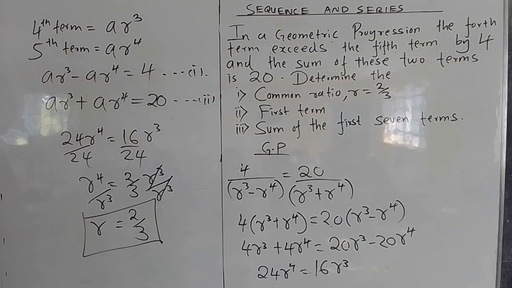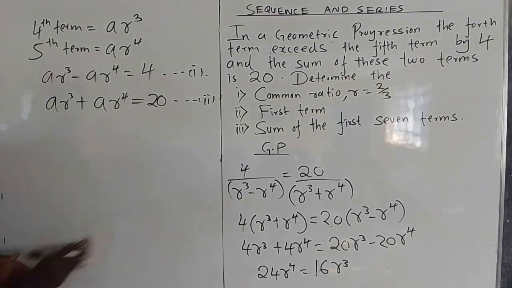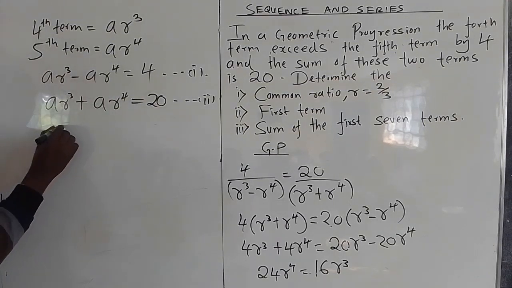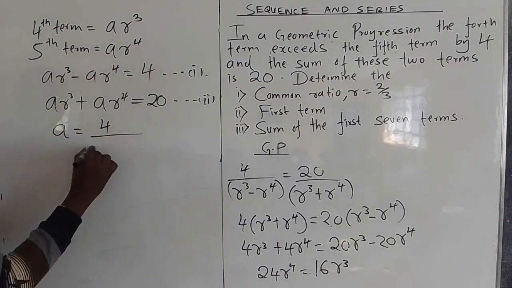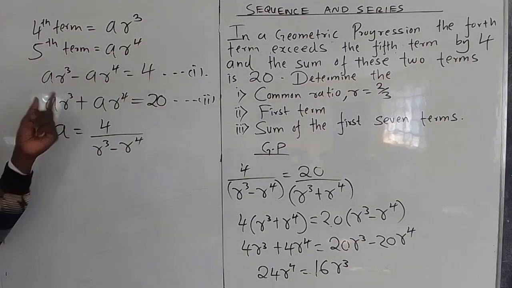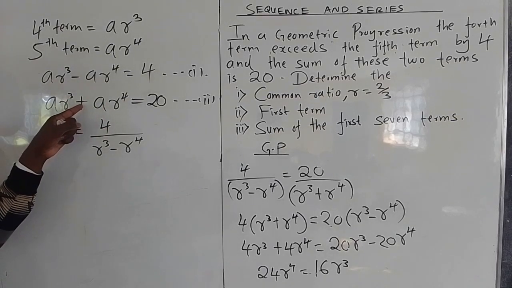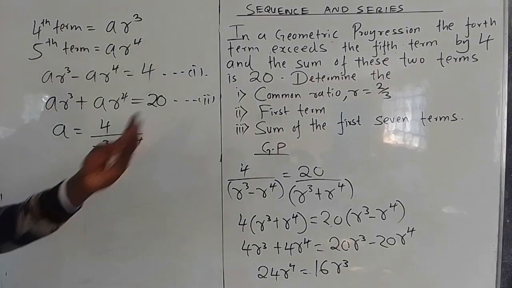Are we together? After getting the common ratio r, it is now easier to get the first term, isn't it? Because you made the first term the subject of the formula. So you use any equation to get the first term. Remember from this equation, when you made A the subject of the formula, you found that A was 4 over r cubed minus r to the power 4, because A is a common factor. You can use any of them, but if I was you, I would use this second one, because the one which uses addition is easier to work with, isn't it?